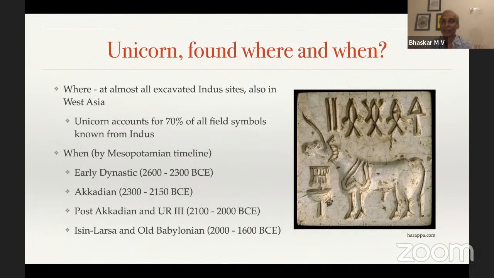And within that, in Mesopotamia, which has been Indus' main trading partner, we see the early dynasties from 2600 to 2300 BCE, and then the Akkadian dynasty from 2300 to 2150 BCE, and then the post-Akkadian and Ur-3 dynasties from 2100 to 2000 BCE, and then the Isin Larsa and Old Babylonian 2000 to 1600, and by the time Old Babylonian takes root, Indus has kind of vanished from the scene.